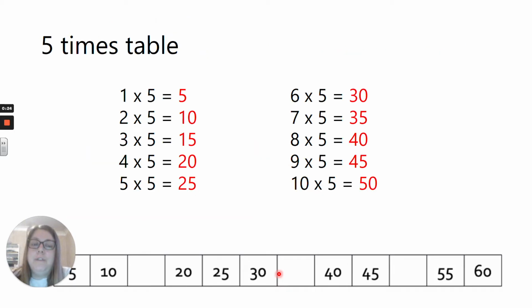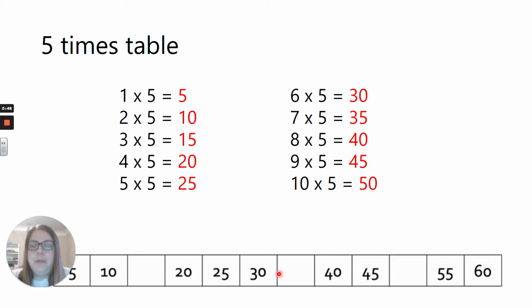Let's say our 5 times tables together. We're ready. 1 times 5 is 5. 2 times 5 is 10. 3 times 5 is 15, 4 times 5 is 20, 5 times 5 is 25, 6 times 5 is 30, 7 times 5 is 35, 8 times 5 is 40, 9 times 5 is 45, and 10 times 5 is 50. So well done if you said that with me.